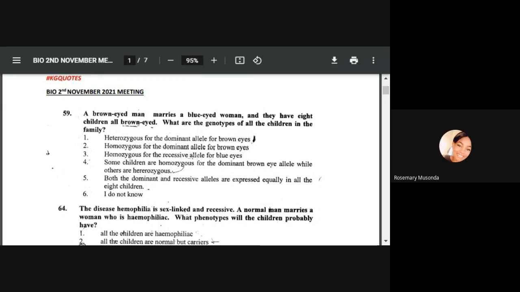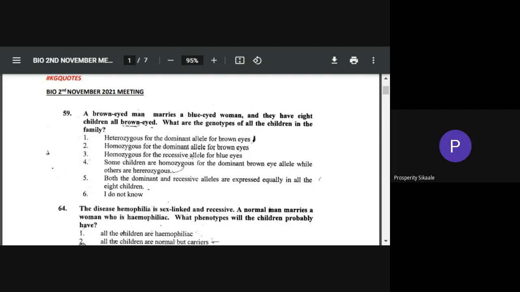But again, when you look at the question, it says that they have 8 children, all brown-eyed. So I was thinking that the brown-eyed man, or the father's color, was dominant, and since all the 8 children had brown eyes, I think the dominant color is brown. Like for me, I think the answer is two, homozygous for the dominant allele for brown eyes.